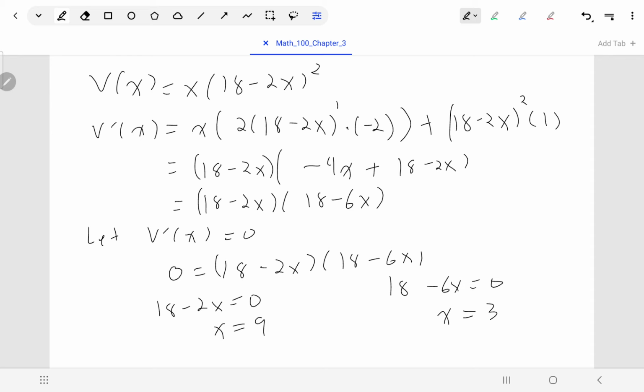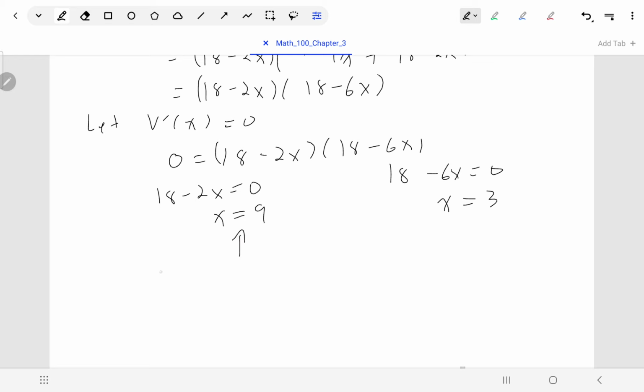As far as the 9 goes, I can just skip this. This is not inside my interval of 0 to 9. I said that my interval was from 0 to 9 in round brackets, not including the 0, not including the 9. So that critical number is out of my discussion area, so I can just skip that. Of course, I'm still going to talk about what happens as we get close to 9 when I look at the limits at the endpoints. But as far as critical numbers go to investigate, I have 3. That's the only one to investigate.